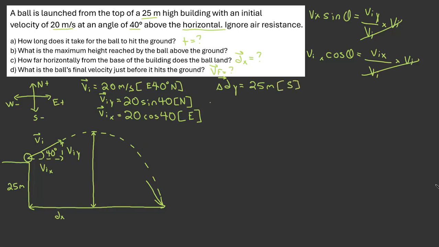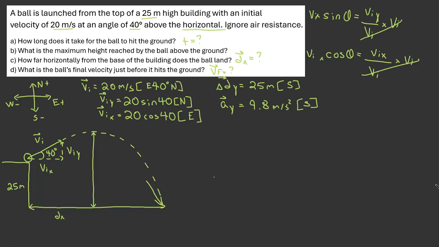One other thing that I always know when dealing with projectile motion problems is that my acceleration in the y component is always going to be equal to my gravitational acceleration, which is approximately 9.8 meters per second squared in the south or negative direction, right? It's going to be acting downwards on the ball. It's pulling the ball down.